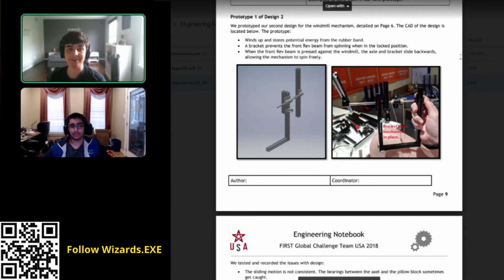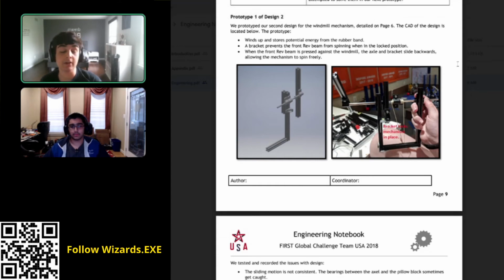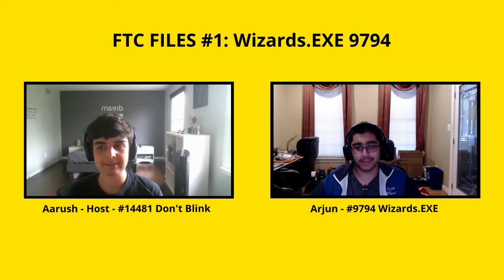Alrighty, and our last question. After seeing the new release and kickoff just recently happening, what tips would you give new teams that might be entering into FTC, or tips in general for the notebook? So for the notebook, don't bite off more than you can chew. You don't need to make a 100-page or 200-page notebook if you can't do it.